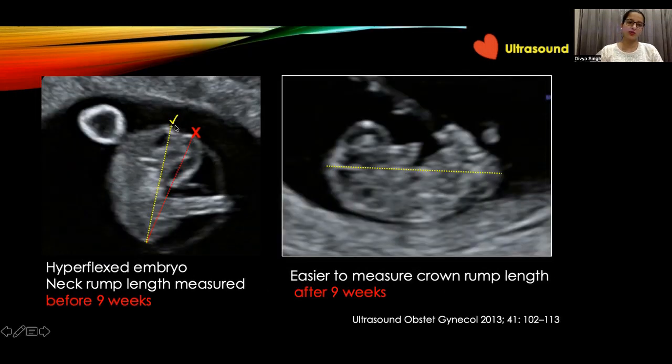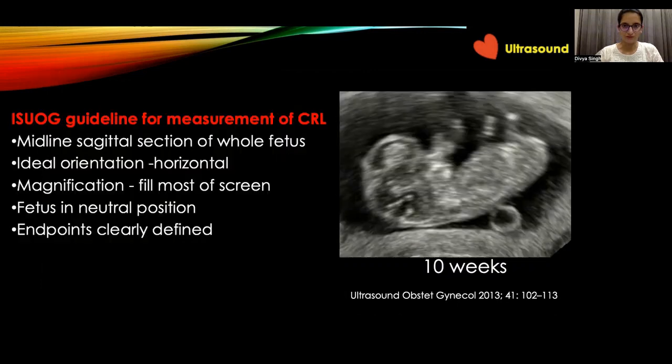Now, this is just to show you the correct measurement of the hyperflexed embryo before 8 weeks. And what this actually is, is the neck rump length, because this would be the crown rump length, but it would be less than the maximum length of the embryo, and this would result in underestimation of gestational age. So before 8 weeks, though we call it CRL, it is actually the neck rump length that we are measuring. And after 9 weeks, when the hyperflexion resolves, as you see here, then we measure the crown and the rump correctly. So always we have to measure the maximum length of the embryo in order to get the correct gestational age.